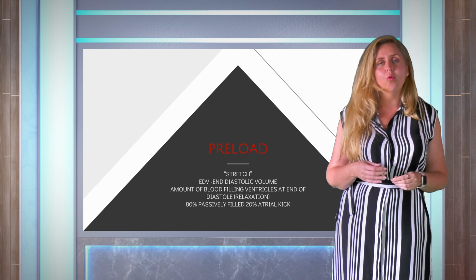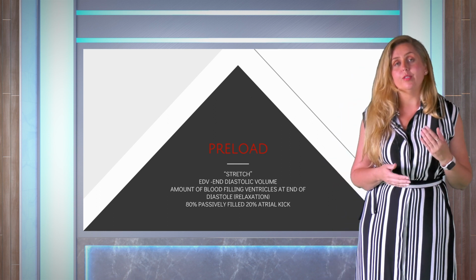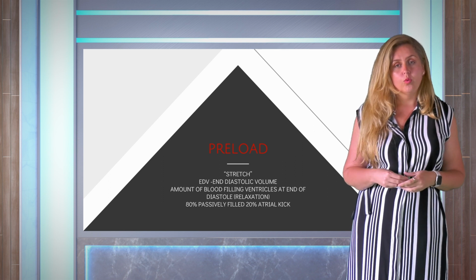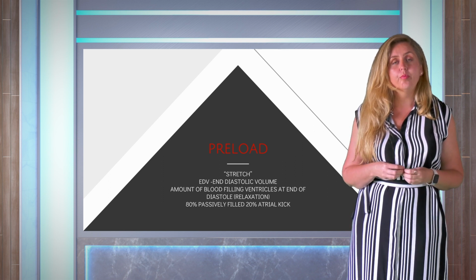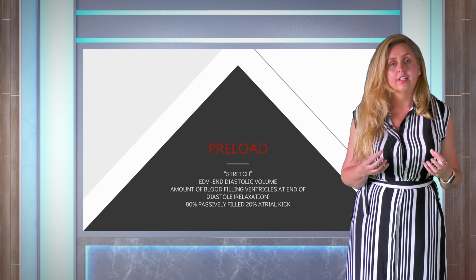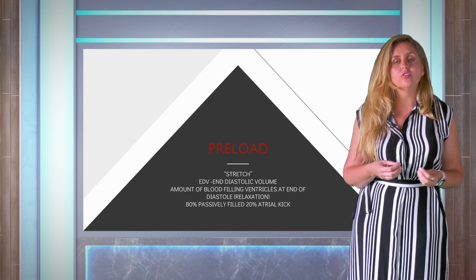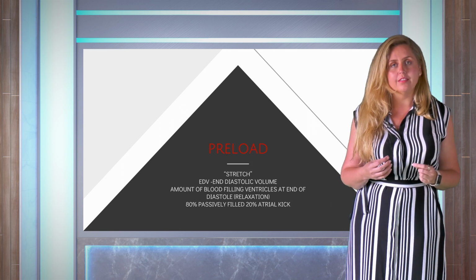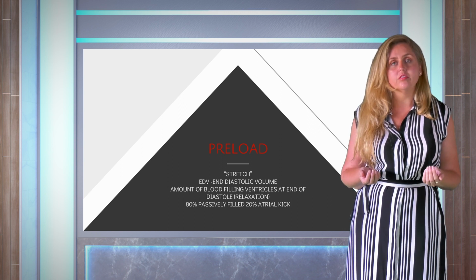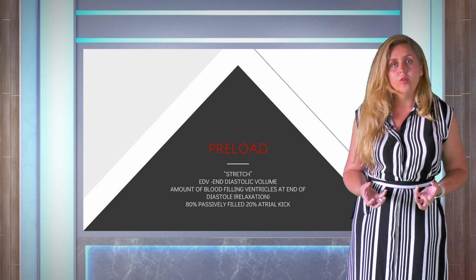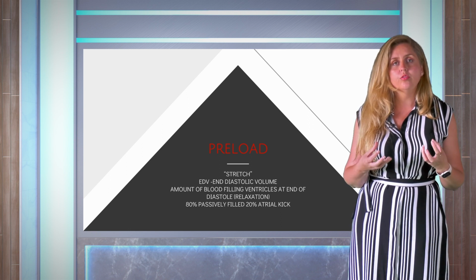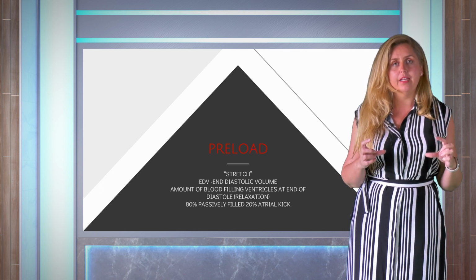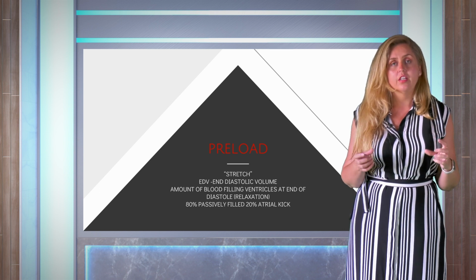Okay, let's talk more about those three factors that make up our stroke volume. First one being preload. What is it exactly? So preload is the stretch. It's the end diastolic volume. What is that again? It's the amount of blood that is in the ventricles available for the systole, for the contraction or the squeeze.